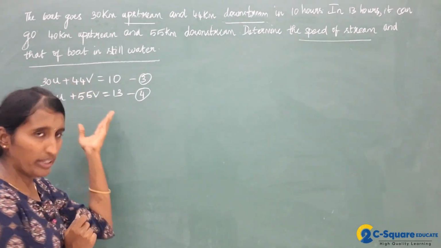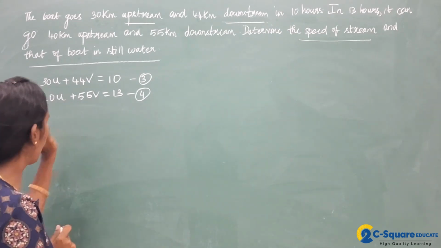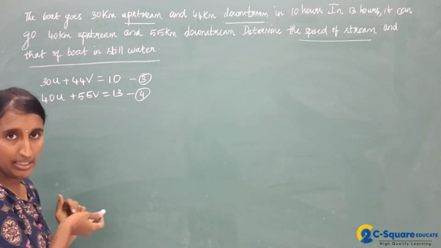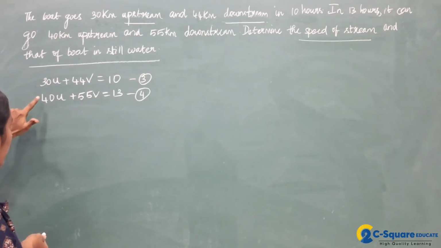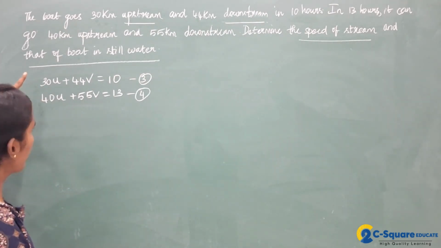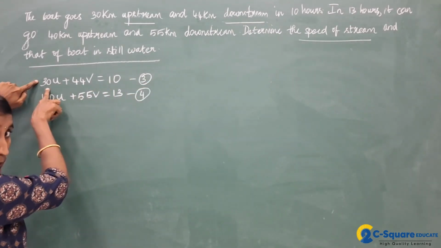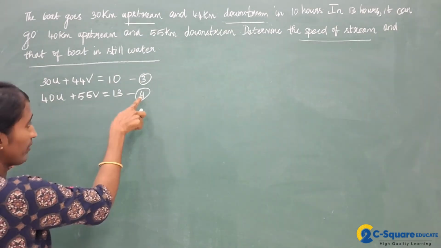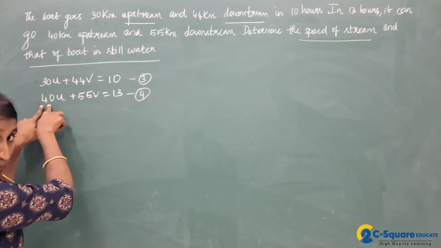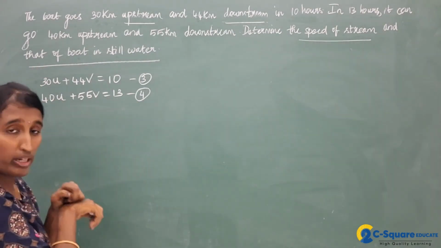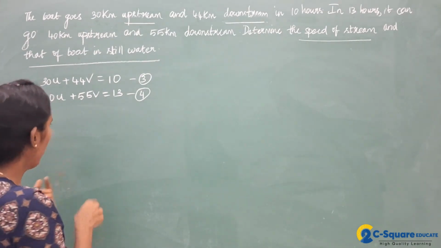You can also take v and make it the same, but I am going to take u. So how can you make it the same? Here there is 30 and here it is 40. When I multiply equation 3 by 4, it becomes 120, and if I multiply this equation by 3, it becomes 120. So the coefficient of u becomes 120 in both cases. So I am going to do it.